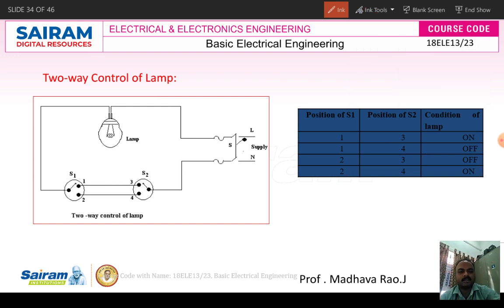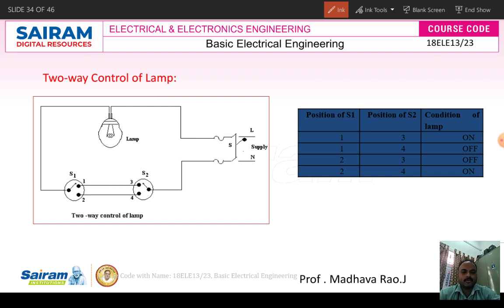Here the case study is: a person enters at the bottom of the staircase. Switch 1 is there, and at the top of the staircase switch 2 is there, assume it. The person changes switch 1 from position 2 to position 1, the lamp will be on. Then he reaches the top of the staircase, changes switch 2 from position 3 to position 4, and the lamp will be off. That is the second case.